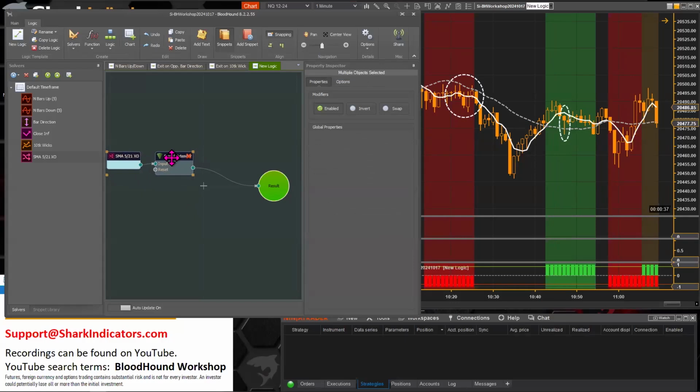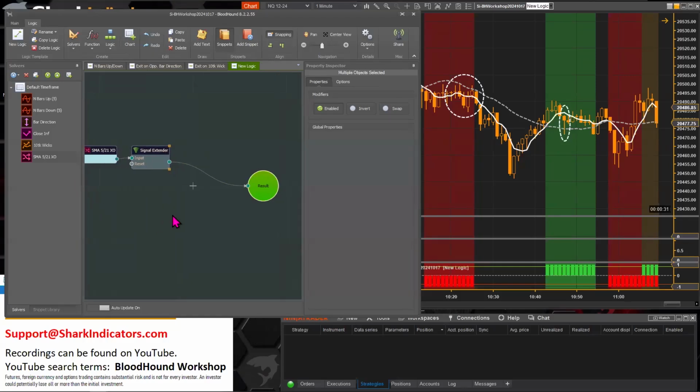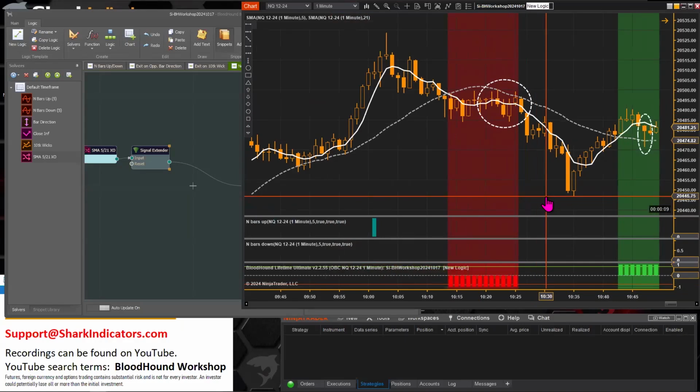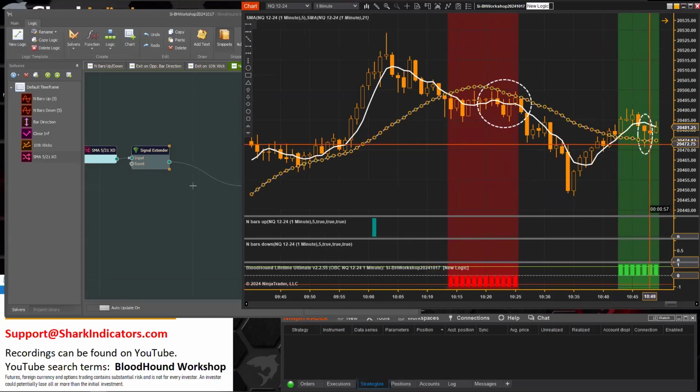All right, so we have that. We'll move that back a little bit. Next, we need to actually identify the pullback. So in this case, what is a pullback? Well, that wick needs to touch the slower moving average. I'm not sure if that wick actually touches, so we'll stretch this out a little bit. That wick touches, but not sure if that one. We'll find out in a moment. And obviously that wick touched our slower moving average.